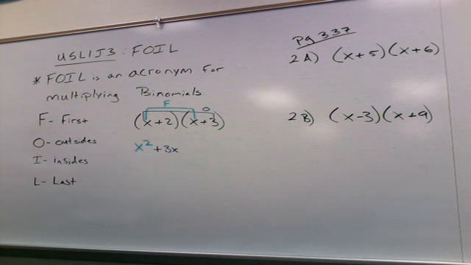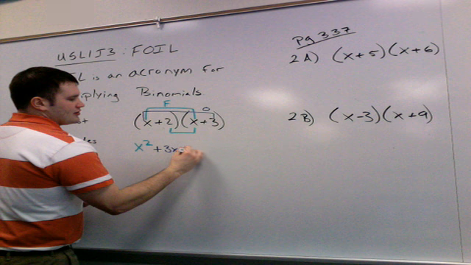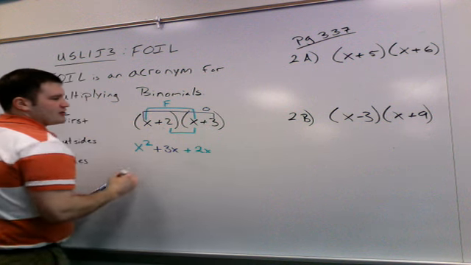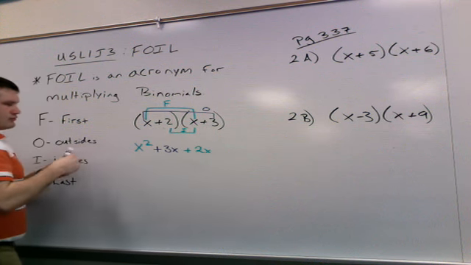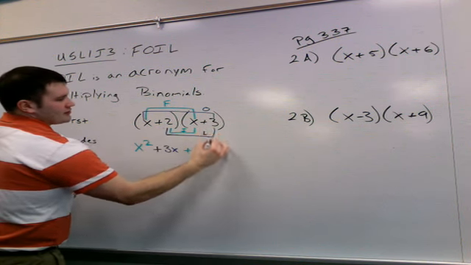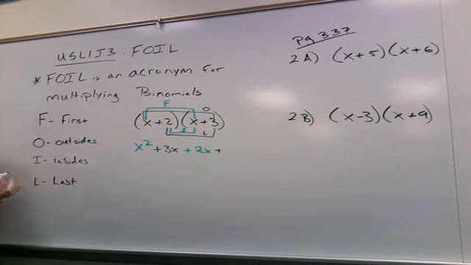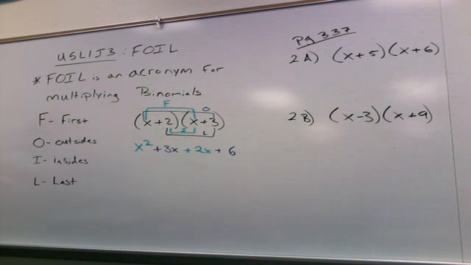Inside, which ones are insides? 2 and x. This is 2x, we multiply those together. And last, 2 and 3. What's 2 times 3? 6. So when I FOIL that out, we get x squared plus 3x plus 2x plus 6.